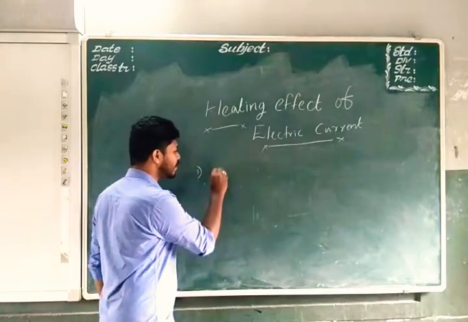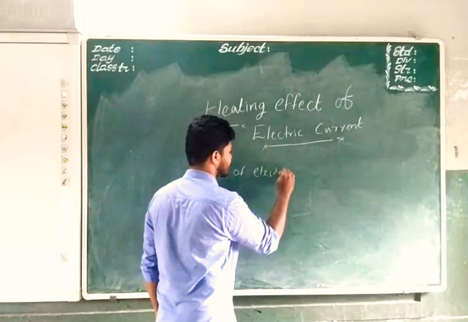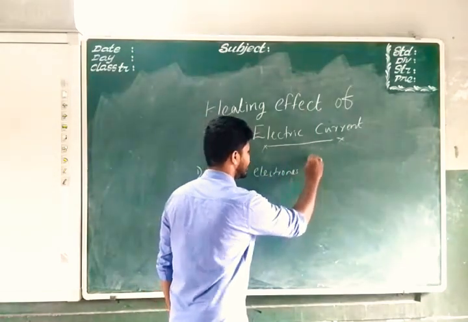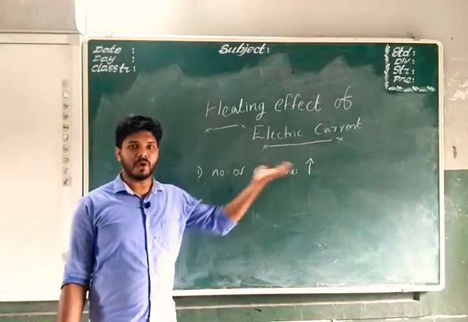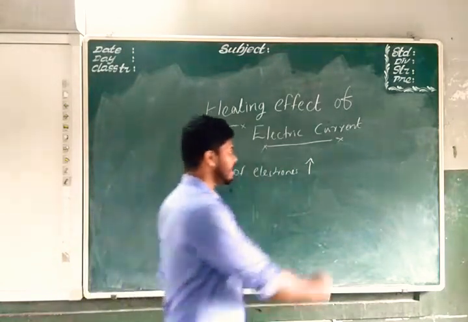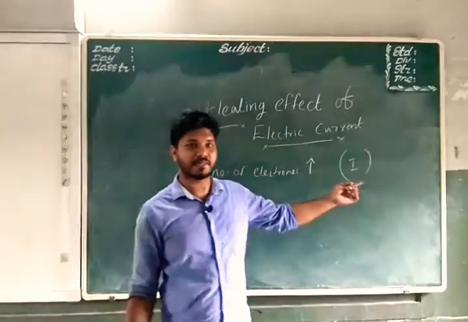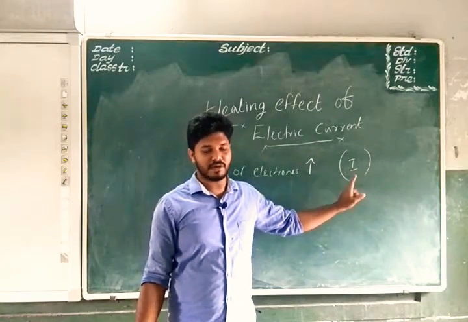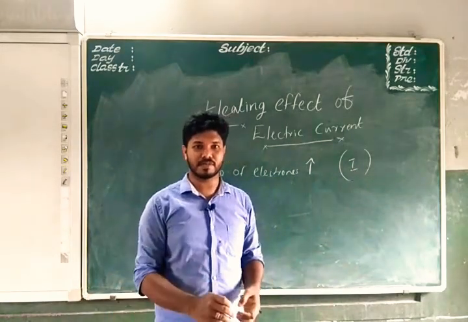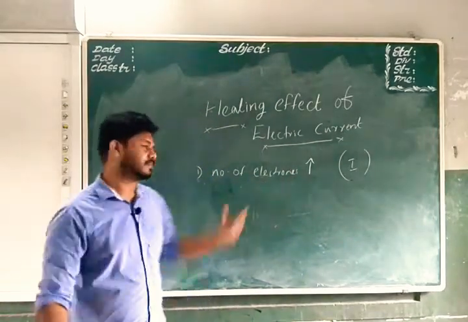So if the number of electrons is increased, more heat will be produced. If the number of electrons is increased, that means the electric current flowing through the circuit is increased. So if more current is passing through the circuit, there will be a chance of more heat production.